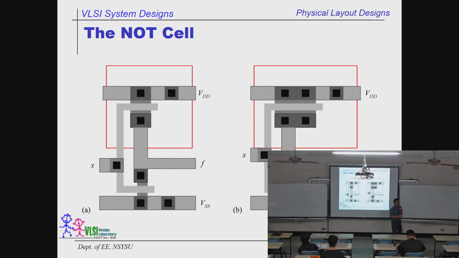So if you look at the layout, very quickly you can understand the one on the left: you are going to have a 2W over L for the P, and a single W over L for the N. This is one pair. And this one, you have another pair as a 4W over L. And the other one is 2W over L.